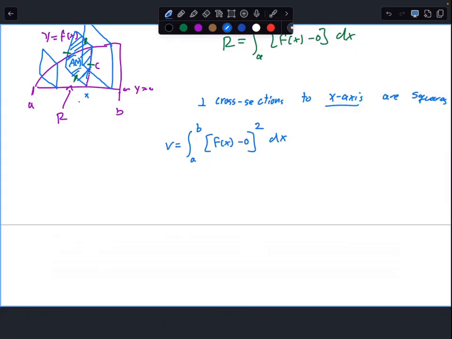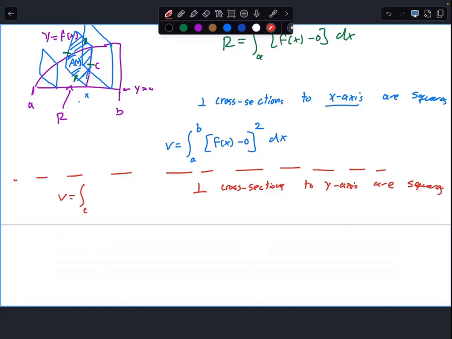Now, if I said perpendicular cross-sections to the y-axis are squares, then the volume is going to equal the integral from C to D of whatever that chord is as a function of y, squared dy. And we'll talk about what that chord is, and how those formulas work, in the next piece.